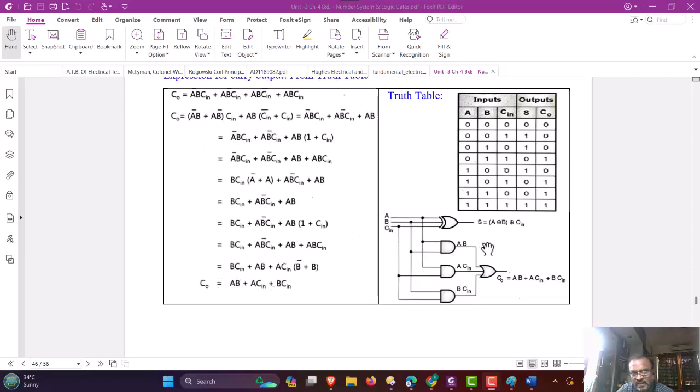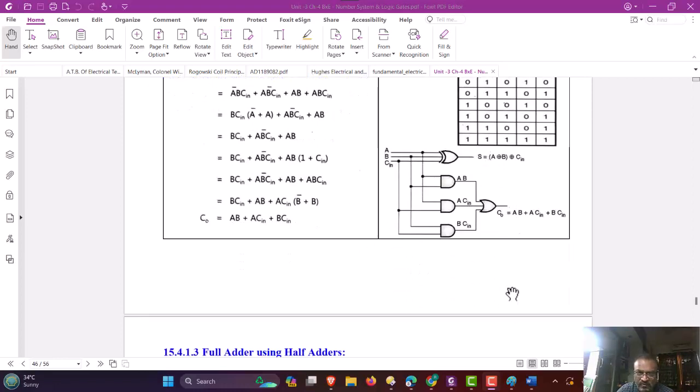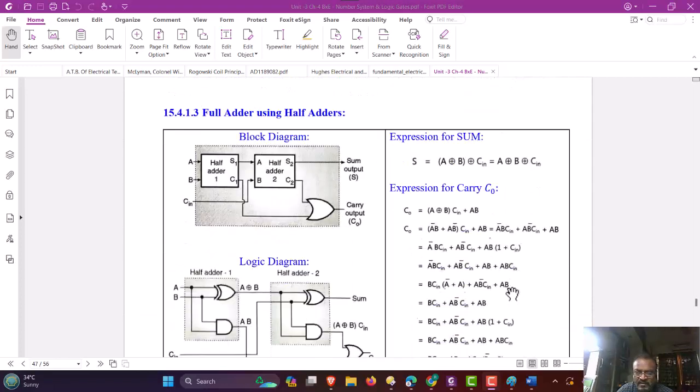So three terms are generated here. You will see the expression is the ORing of the three terms. So we can use one OR gate for all three terms and we are getting the final expression for the carry. Therefore, we have implemented the full adder for 3-bit addition.